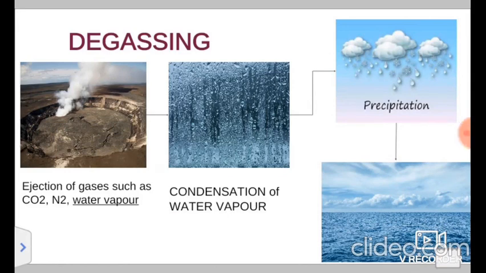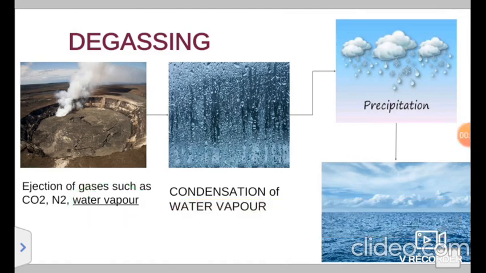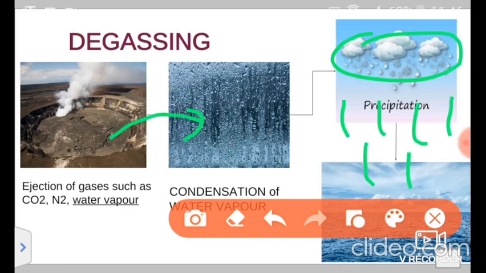We already had a discussion about degassing, which is the ejection of hot gases, among which one of the prominent gases is water vapor. As the temperature of the atmosphere reduces with altitude, it loses the capacity to hold water vapor. This leads to condensation of vapor into droplets, which appear in the form of clouds. And then, as we all know, precipitation begins. And finally, the oceans got formed. So this is how oceans were formed.